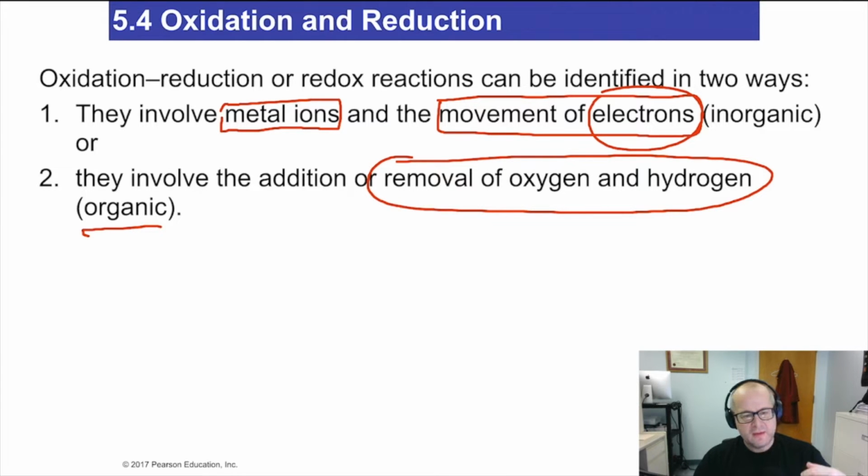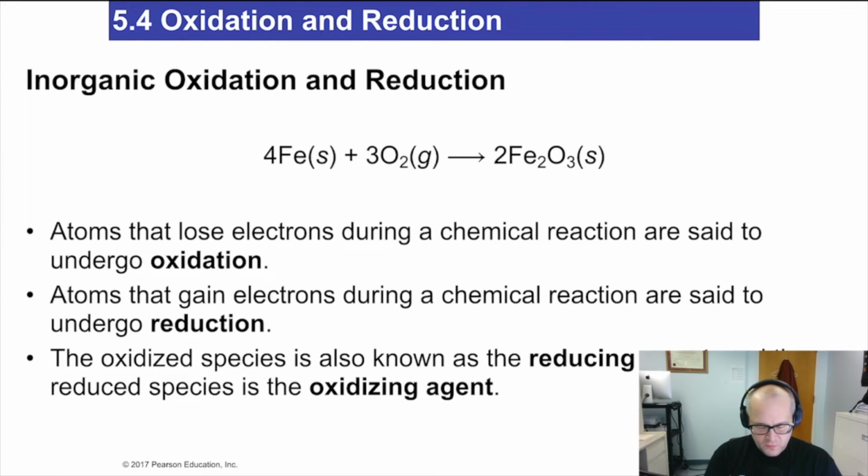Either it's going to be the addition or the removal of oxygen and hydrogen, which is the organic way. That's really the simplest way. Or it'll involve a metal ion and the movement of electrons. That's a little bit more challenging, but also very simple. Okay? So these words, oxidation and reduction, we're going to learn two different definitions. We're going to talk about the inorganic way first.